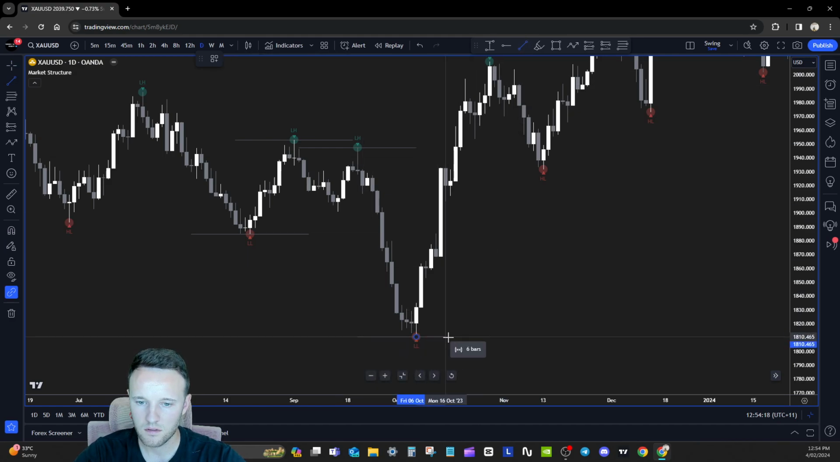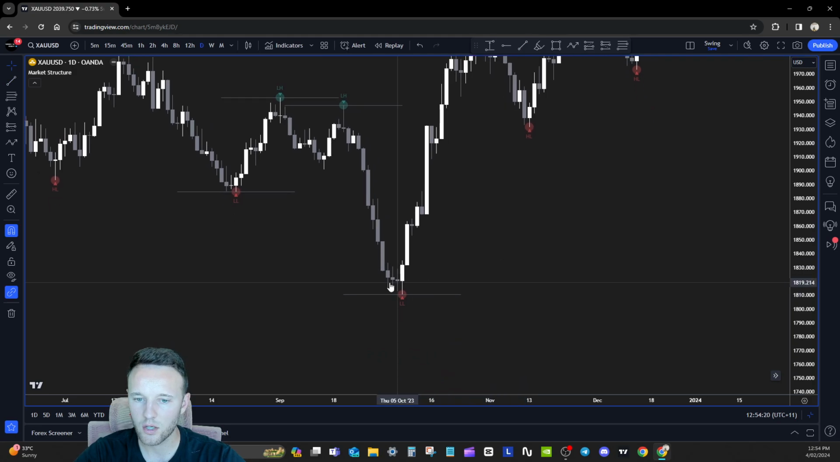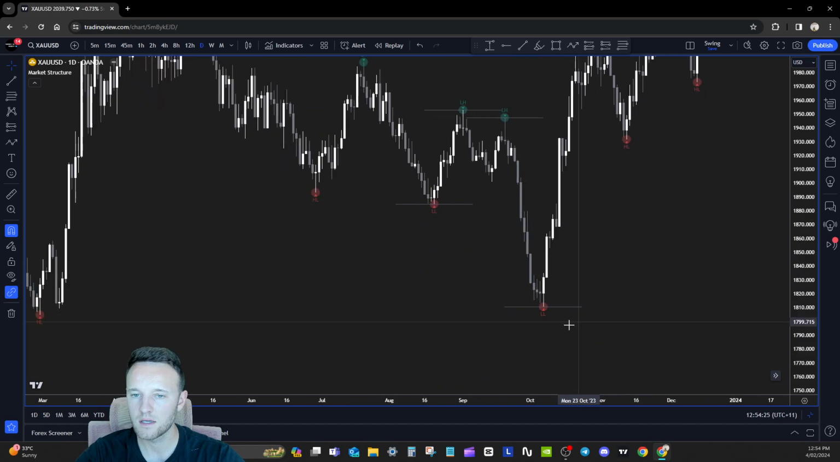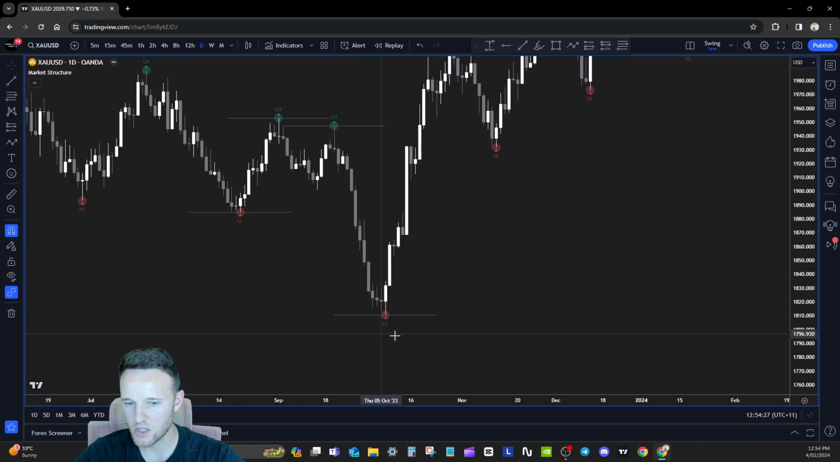Same down here. Is there a lower candle than this low, 12 to the left, 12 to the right? No, there's not. So that is now a valid structured lower low point.